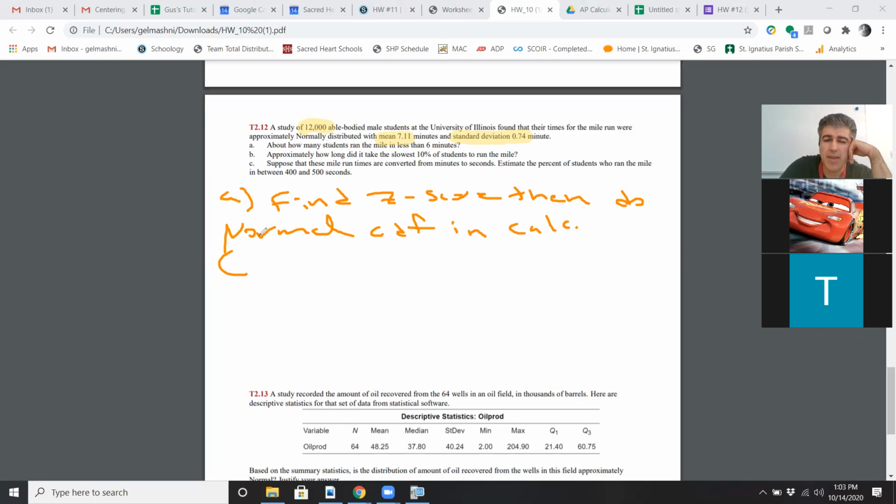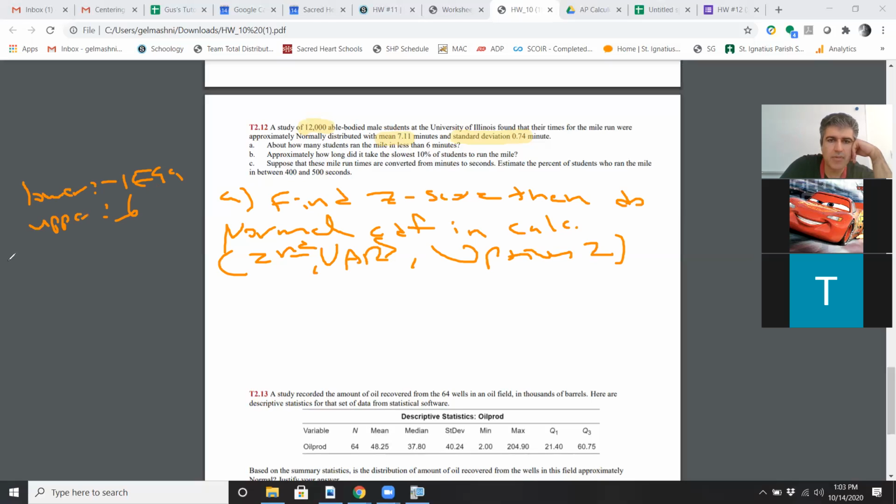Remember, to do normal CDF in the calculator, it's second, vars, and you will need to pick option 2. Remember, your lower will be -1E99 because you're going less than 6 minutes. Your upper will be 6. Your mu is going to be 7.11, and your sigma is going to be 0.74.